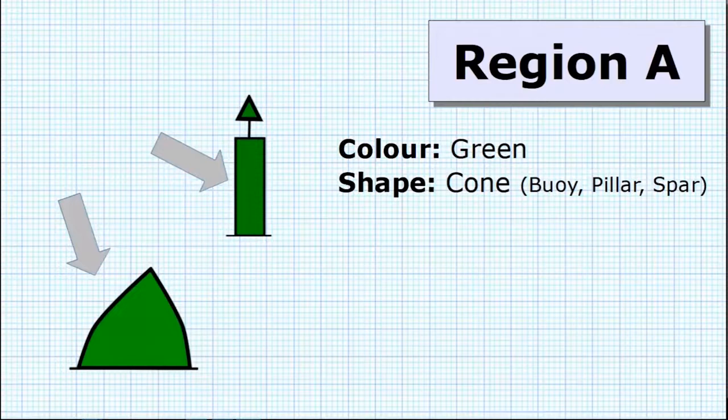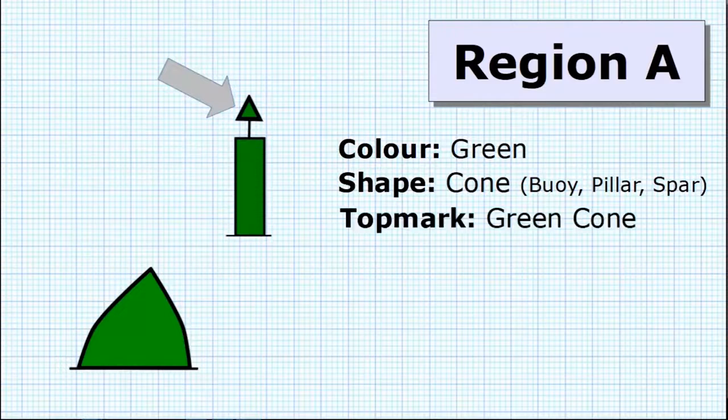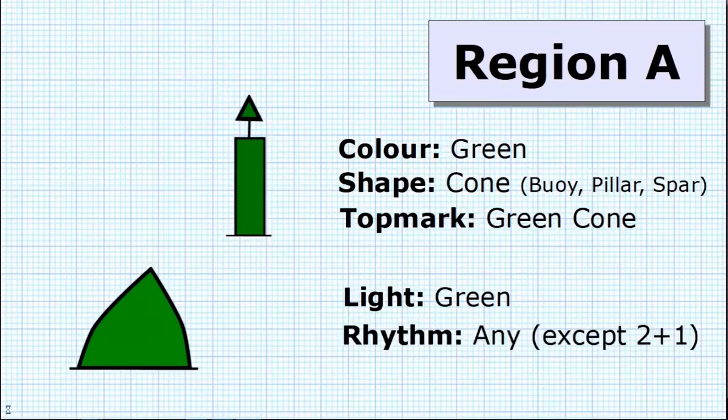This could be a buoy, a pillar, or a spar. In this case, the bottom diagram represents a buoy, and the one at the top is a pillar. In the case of a pillar, it's got to have the top mark, and the top mark is going to be a green cone. The light, well, it's going to be a green light, fairly obviously, and the rhythm, just like the port one, can be any rhythm except group flashing 2+1.